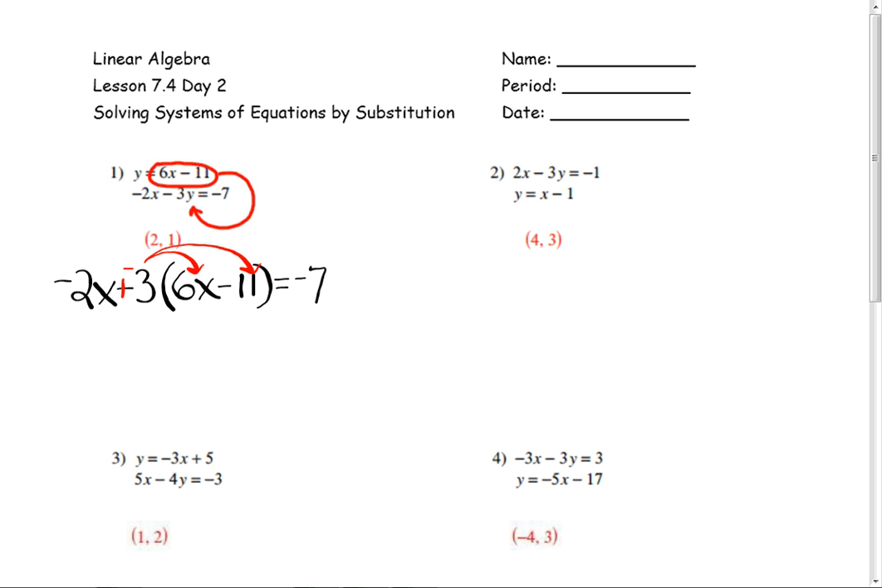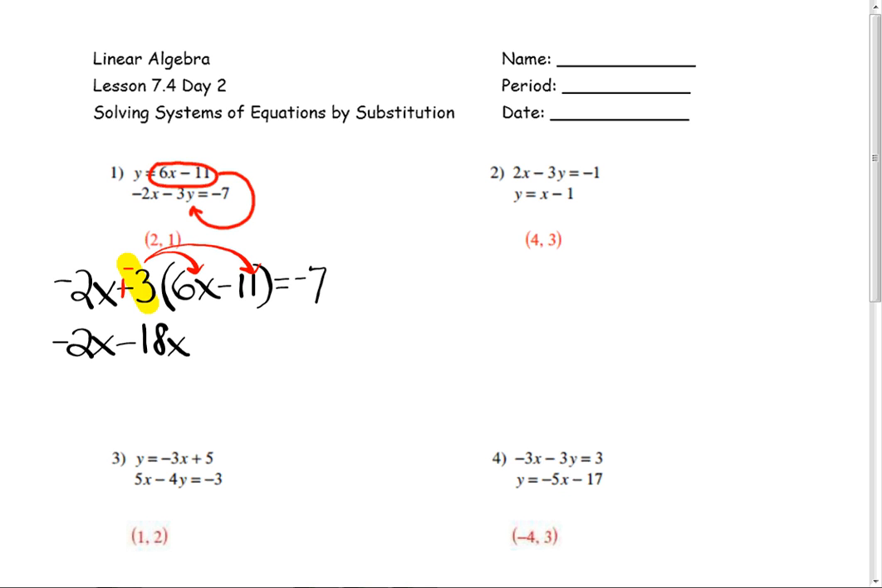Michael, do you have that written down yet? Okay. So we'll go ahead and distribute. It's negative 2x. Now, what am I going to get when I distribute that? Okay, what am I going to get when I multiply that? What's negative 3 times 6? Negative 18x. Now, usually that one we get right, okay, George? But the next one is where we really have troubles.